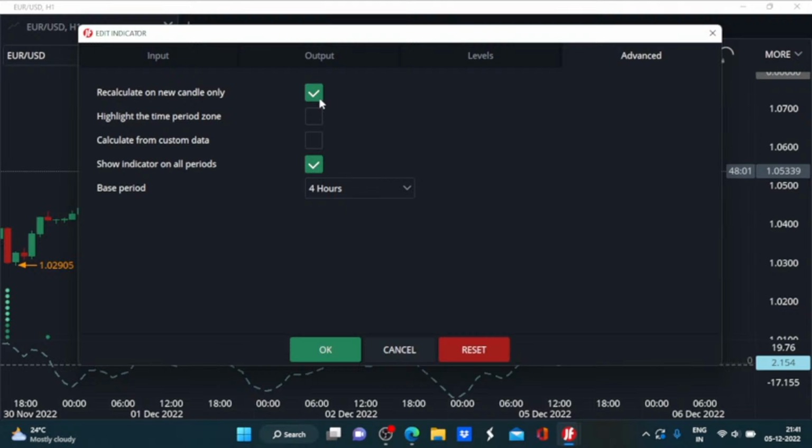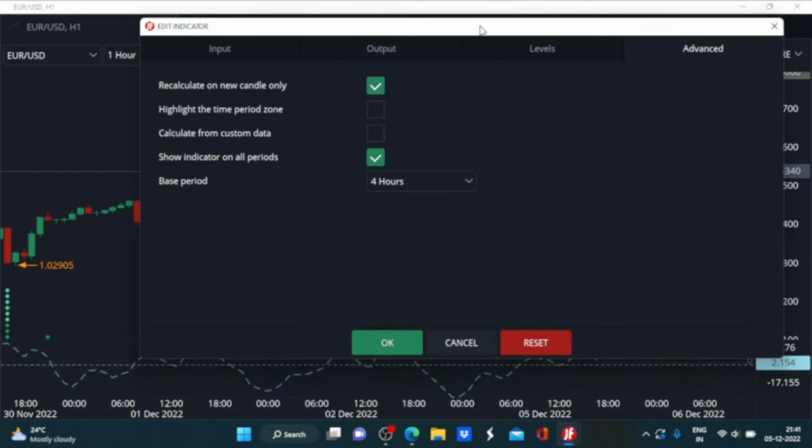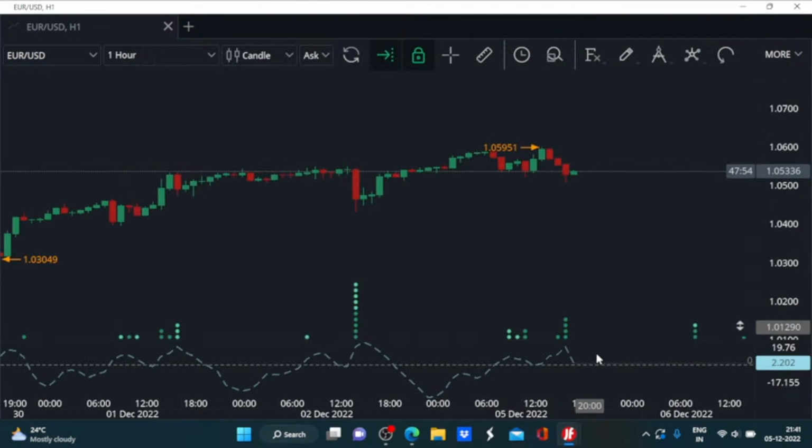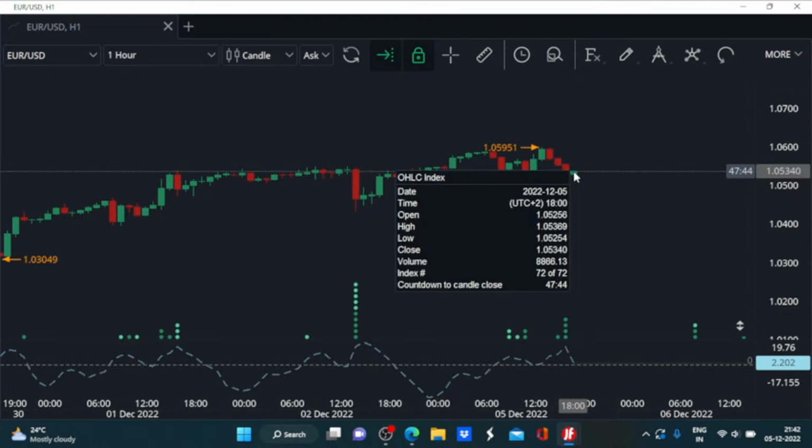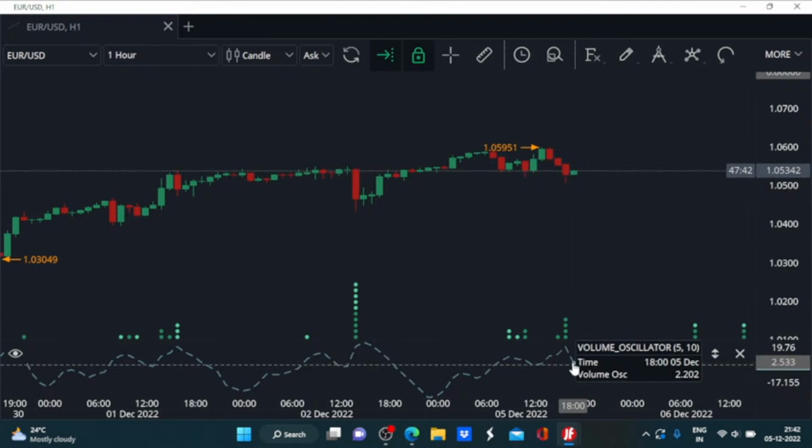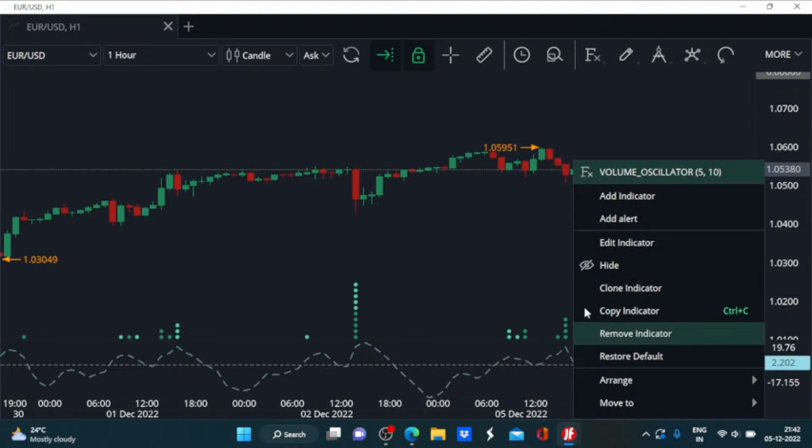Recalculate on new candle only. If you opt for this option, then in that scenario, it will have the output constant at the current market price. So whatever is the output value of the indicator at the start of the new candle, it will remain constant throughout that candle period. And as a result of that, even though there is going to be fluctuation in the applied parameters, you will have a stable output for that current candle. So that's the utility of this option.